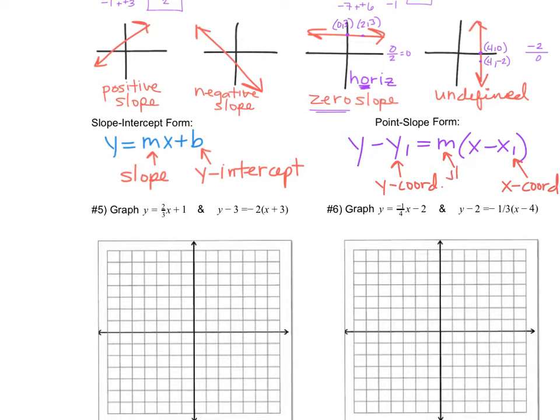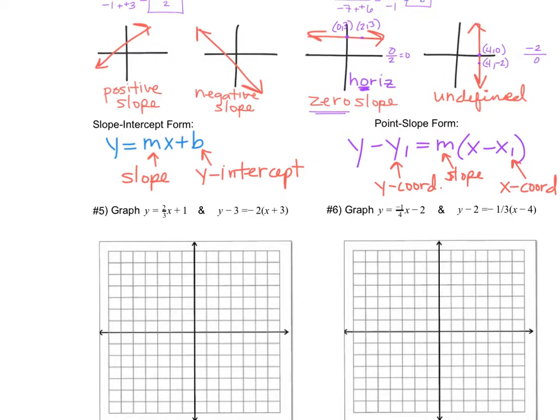And then m is still your slope. Okay? Okay, your paper I got before changes were made to it.